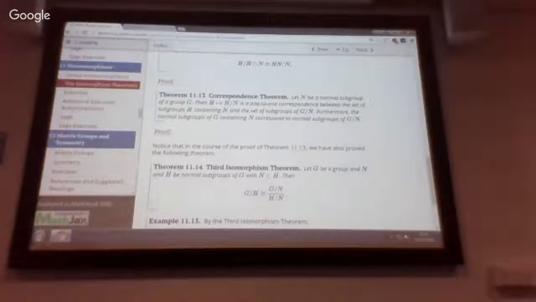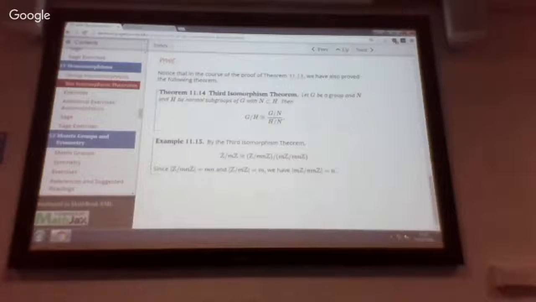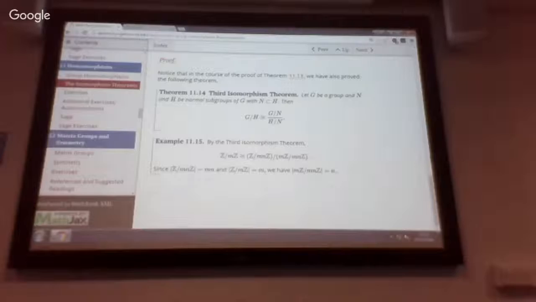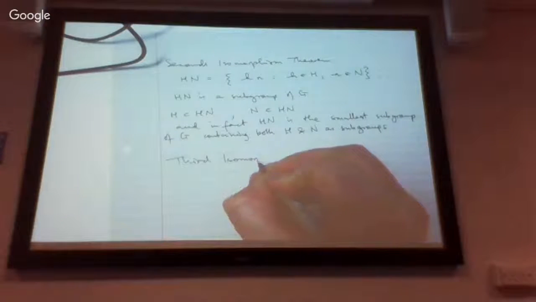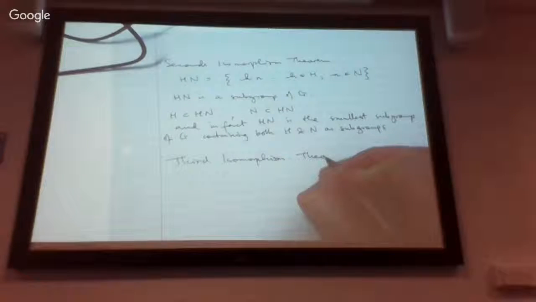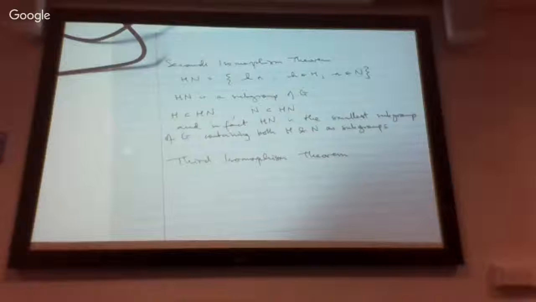And then finally, before we get to some of the exercises, we have the third isomorphism theorem. This third isomorphism theorem relates to when you're doing consecutive factor groups, so consecutive quotients. Which is the smaller one? Here you have a normal subgroup N, which is contained in H, so N is the smallest.